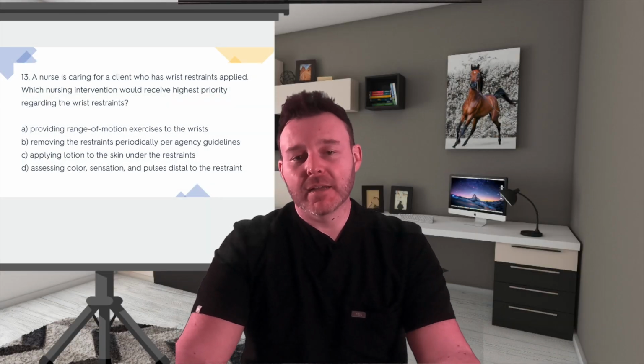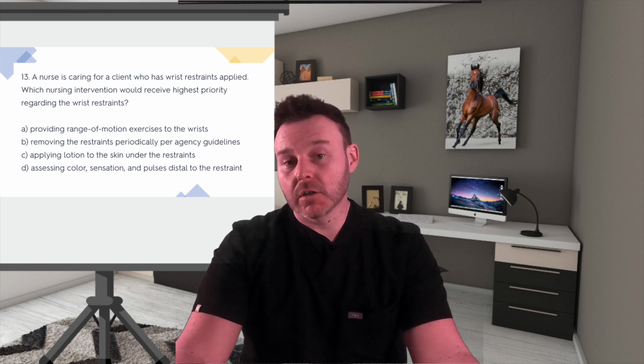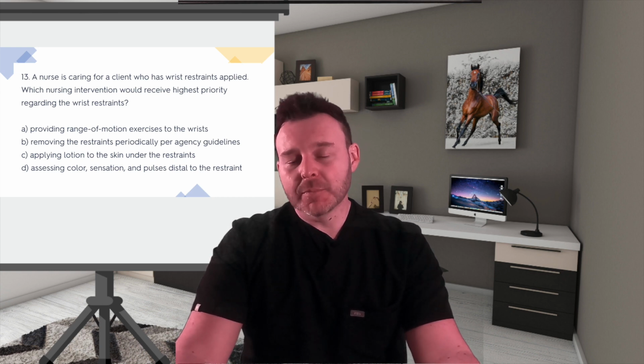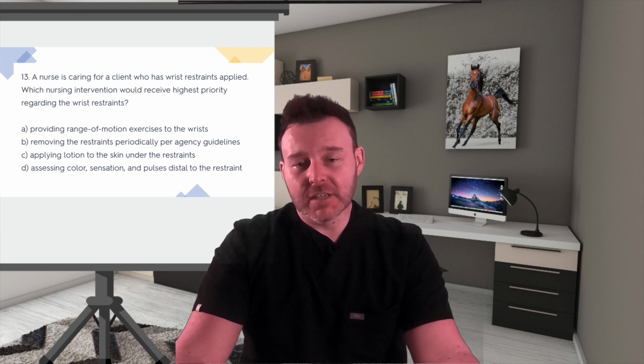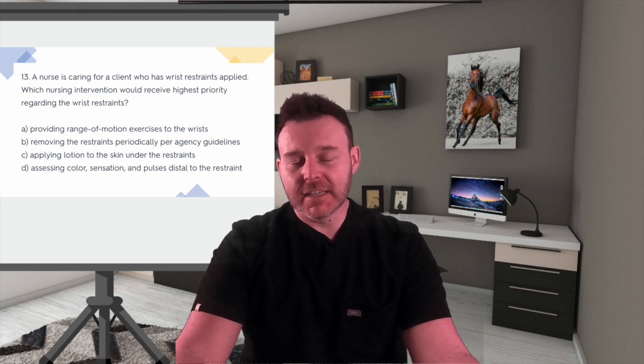All right, here we're the nurse and we're caring for a patient who has bilateral wrist restraints. Which nursing intervention would receive the highest priority regarding these wrist restraints? Our options include A, providing range of motion exercise to the wrists. B, removing the restraints periodically per agency guidelines. C, applying lotion to the skin underneath those restraints. Or D, assessing the color, sensation, and pulses distal to the restraints.